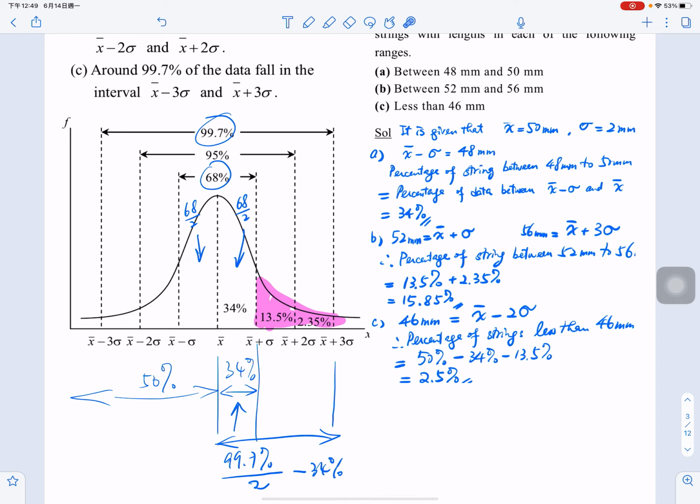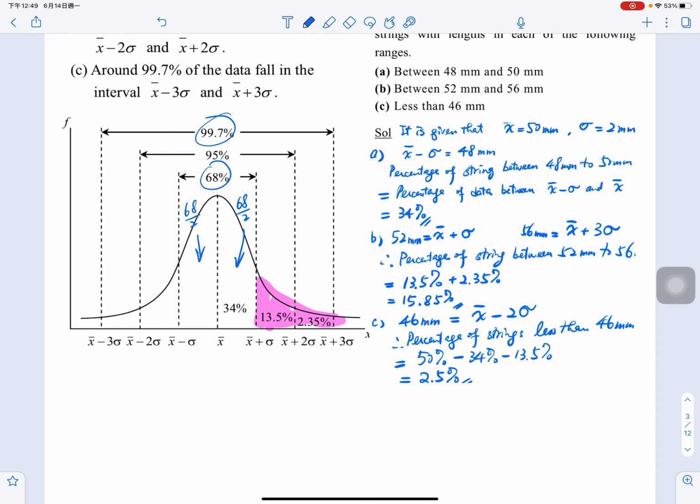Okay, last one, less than 46 millimeters. 46 millimeters is 2 standard deviations lower than the mean. So here, let me cross out this one. That means here, less than, that means this part. So you think of it, here is 50%. And how about this part? Maybe you can say that it's 34% and 13.5%. Right, so 50 minus 34 minus 13.5% is also okay.